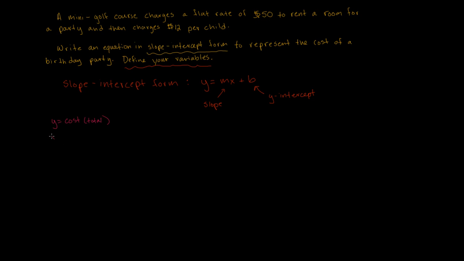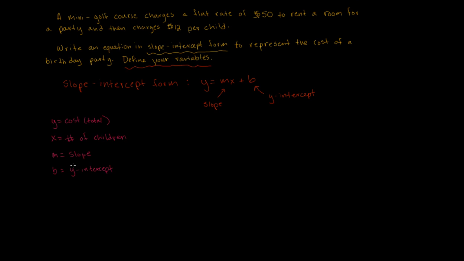We know that x is the number of people, kids really, number of children. Okay, so if we plug in 3 for x, that's representing that we have 3 kids going to this party. M is our slope, M is equal to our slope. And then obviously b is our y-intercept.